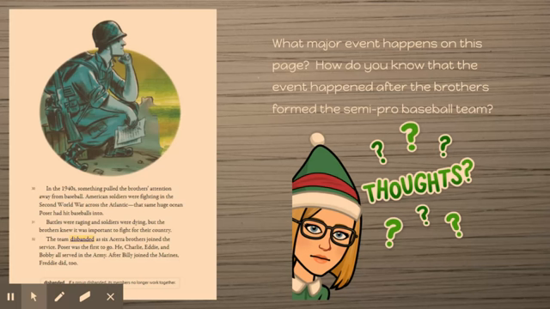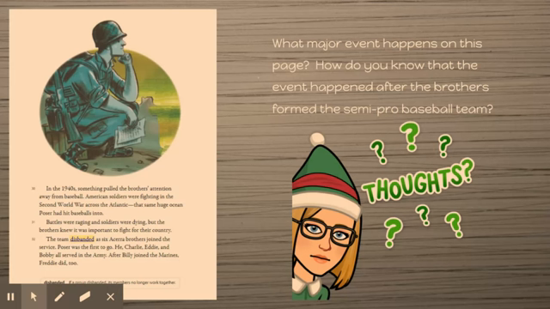So what were the major events that happened on this page, and how do we know that this happened after they formed the team? So you should have said in the 1940s, the brothers all started going to war, and it says in here that the team disbanded, or they no longer work together. So we know that this team was no longer happening in the 1940s.